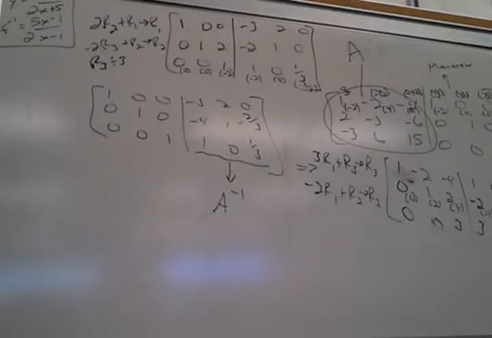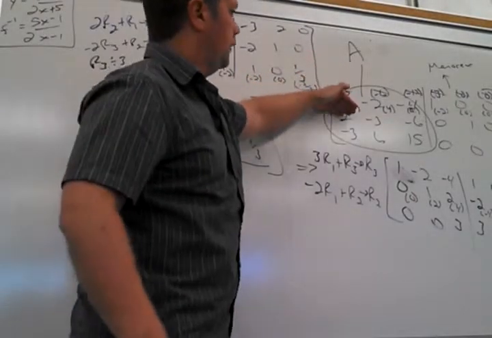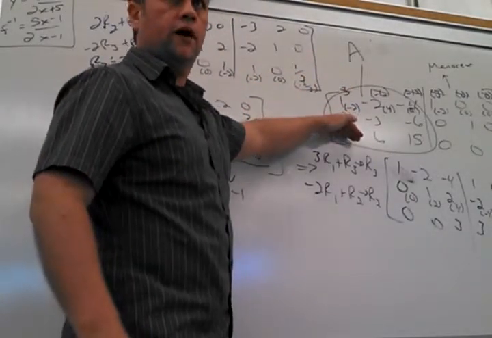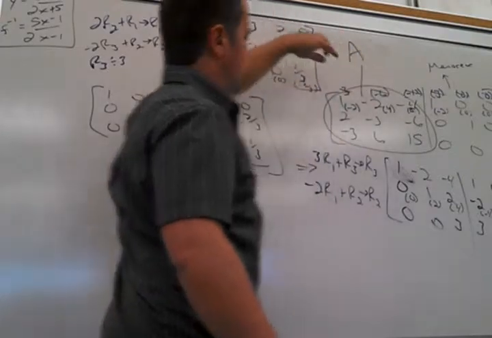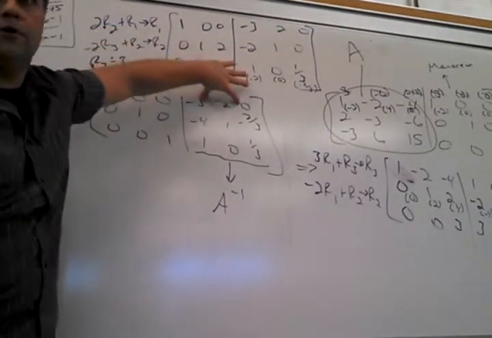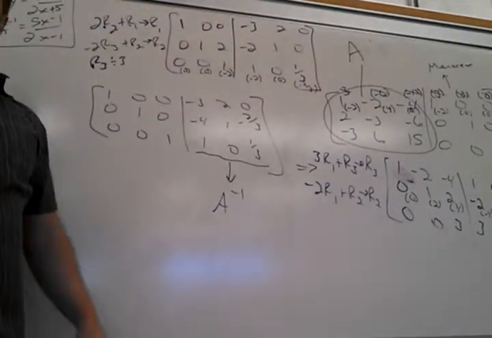So if I had an equation that had these coefficients in it, with x, y, z, I could just multiply by this guy on both sides and get the answer. Right? Okay.